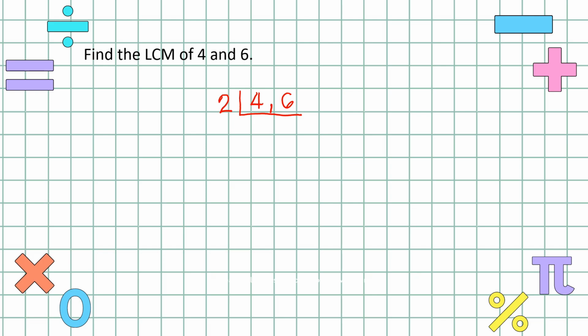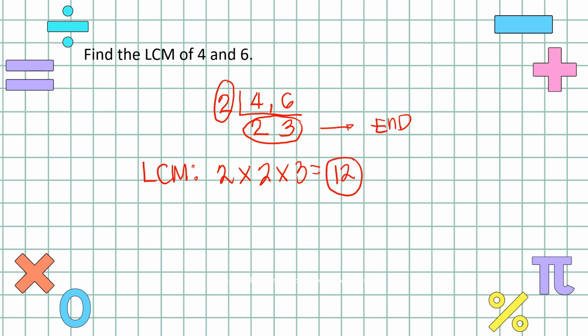If we divide 4 by 2, the result is 2, so we put 2 below 4. 6 divided by 2 is 3, so we put 3 here. Now, since these are already prime numbers, this will be the end of our process. To get the LCM, we gather everything outside our L symbol and multiply them all together. So, 2 times 2 times 3, and that is 12. So, 12 is the LCM of 4 and 6. As easy as that.